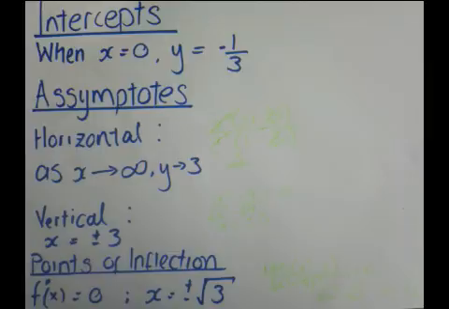Then to find the vertical asymptote, we just have to equate the denominator to 0. In this case, x squared minus 9 is equal to 0. Then we solve it and we get x is equal to plus or minus 3. Then for the points of inflection, we just have to equate the second derivative to 0, and we get x is equal to plus or minus 3.